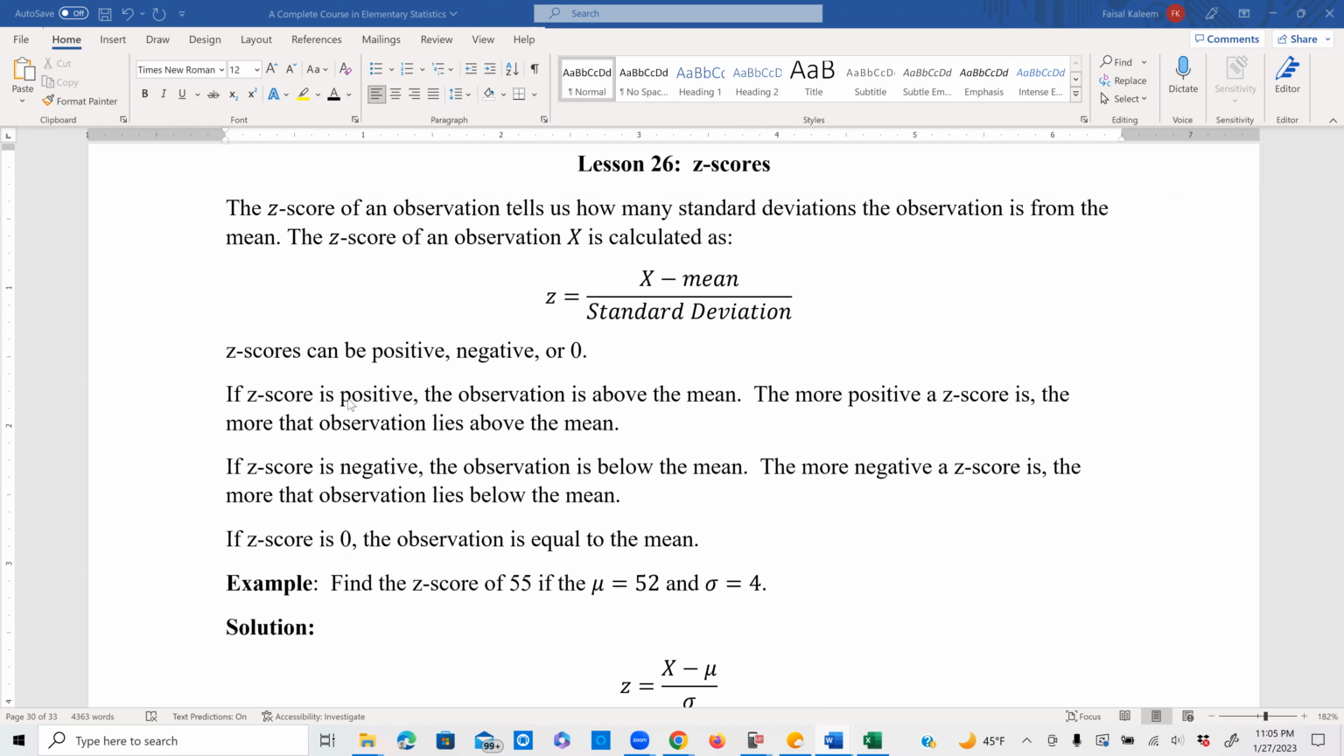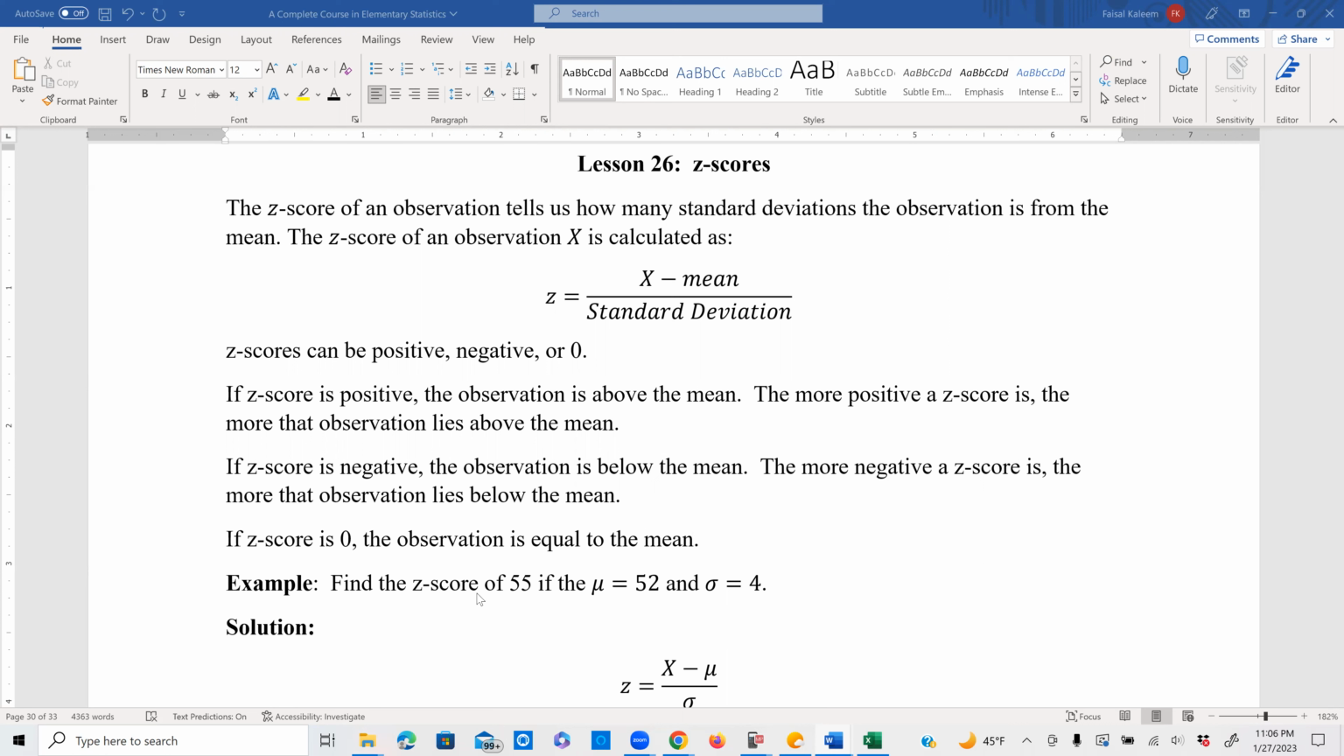If the z-score is positive, the observation is above the mean. The more positive a z-score is, the more that observation lies above the mean. If the z-score is negative, the observation is below the mean. The more negative a z-score is, the more that observation lies below the mean. If the z-score is 0, the observation is equal to the mean.